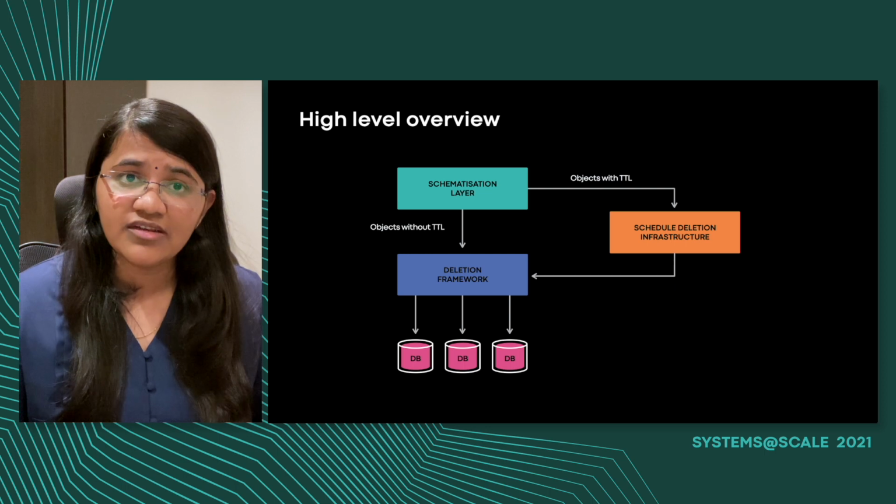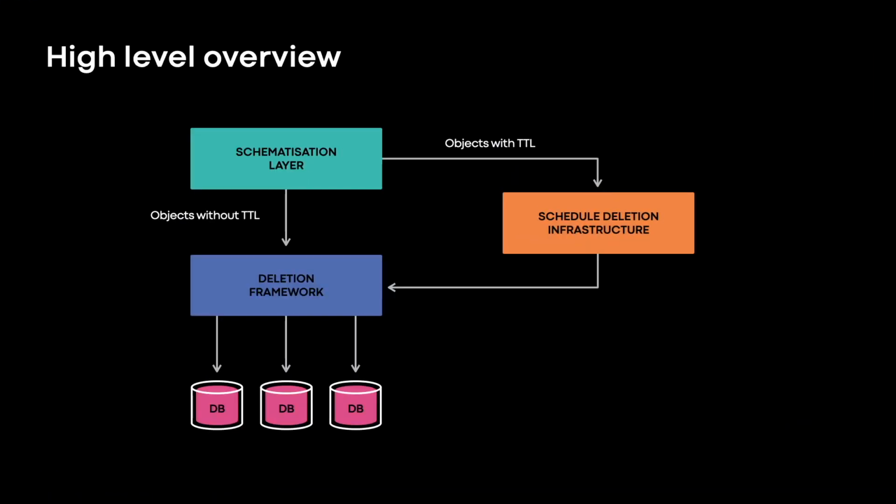Now, let's move on to the high level overview. The scheduled deletion infrastructure and the deletion framework sit on top of the schematization layer at Meta. We do so because we want to provide easy to use APIs for developers and make sure that it is difficult for them to do the wrong thing. The objects which are ephemeral in nature, that is, have a TTL associated with them, go through the scheduled deletion infrastructure. And the objects which don't have a TTL go directly to the deletion framework.